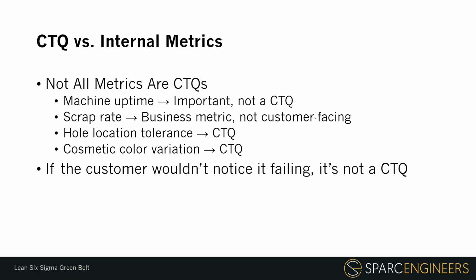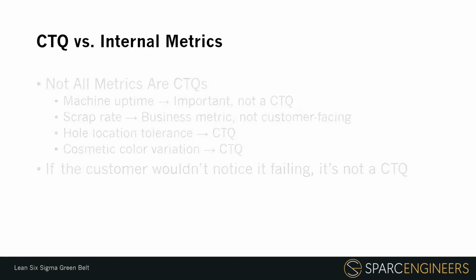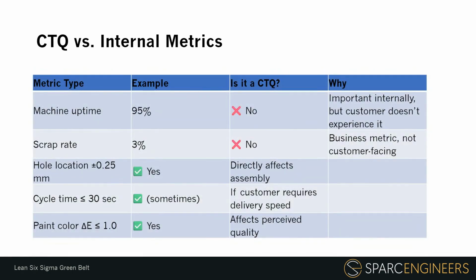CTQ versus internal metrics table. This table gives us a practical comparison. Machine uptime at 95% is not a CTQ. It matters internally, but the customer does not directly experience it. Scrap rate at 3% is also not usually a CTQ.